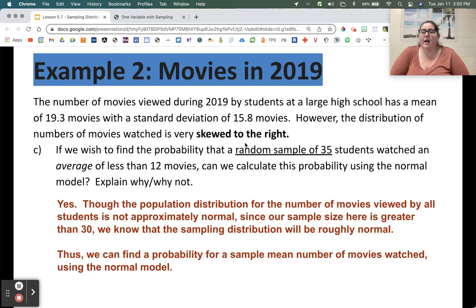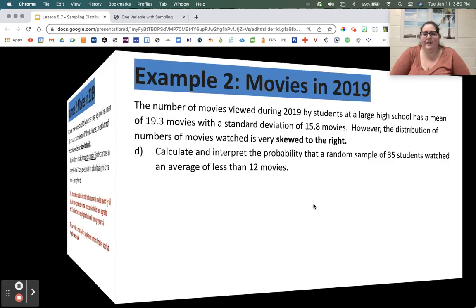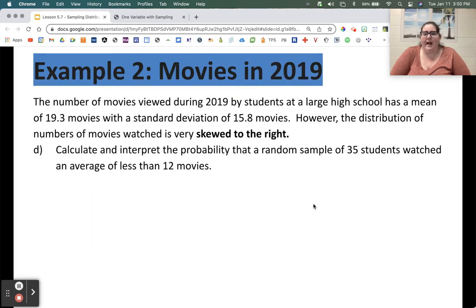So because we are talking about a sample mean, we can use the sampling distribution. And because our sample size is bigger than 30, we know that that sampling distribution will be roughly normal, even though our population was skewed to the right. So let's do that. Let's actually calculate that probability and figure that out. What is the probability that a random sample of 35 students watched an average of less than 12 movies?